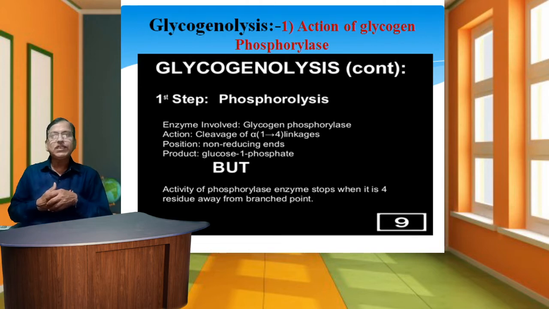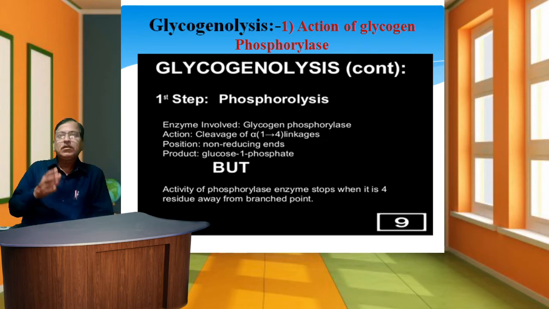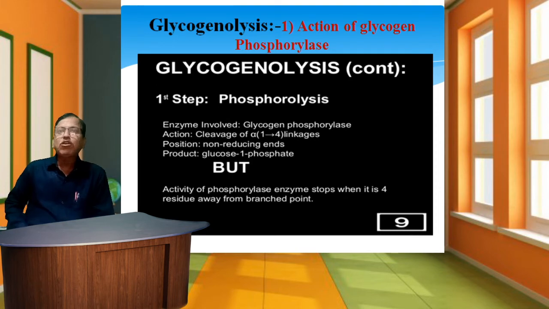The glycogenolysis process is completed in 3 steps. The first step is the action of glycogen phosphorylase. The important role in this step is played by phosphorylase. The enzyme involved is glycogen phosphorylase. Its action is cleavage of alpha-1,4 linkages at the non-reducing ends, and the product of this step is glucose 1-phosphate.